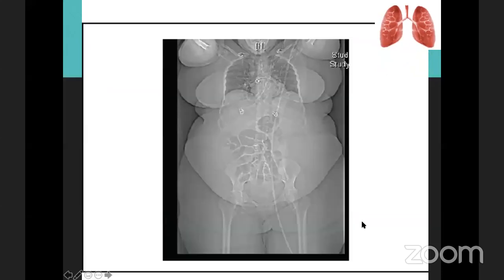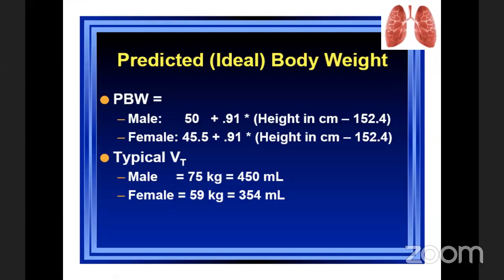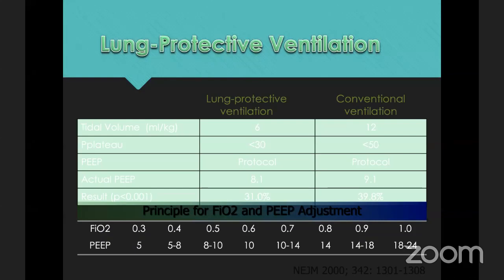Like in this patient, the body is obese. You will not give according to his body weight. You will give according to the height. There is an equation to calculate the ideal body weight, because the lung will be the same. It will not be affected by the body size. It will be affected by the length of the patient. So this is the equation for how we calculate it, because it's different from male to female.